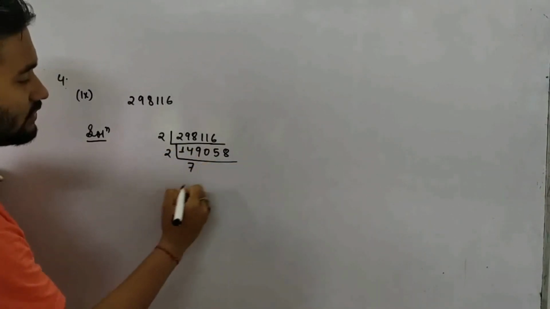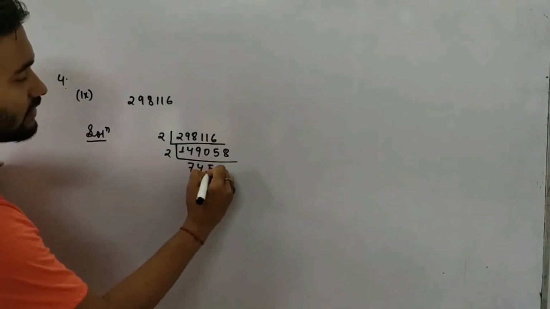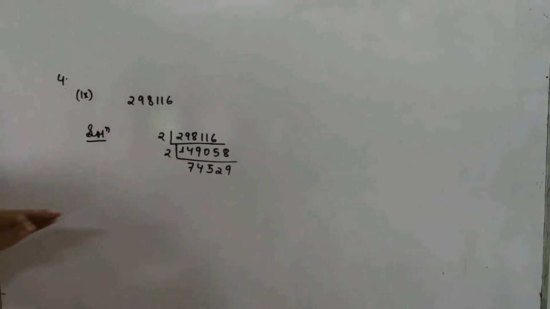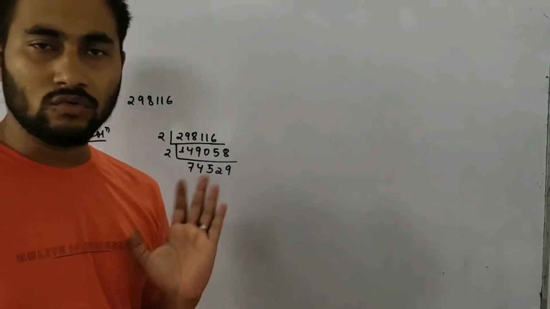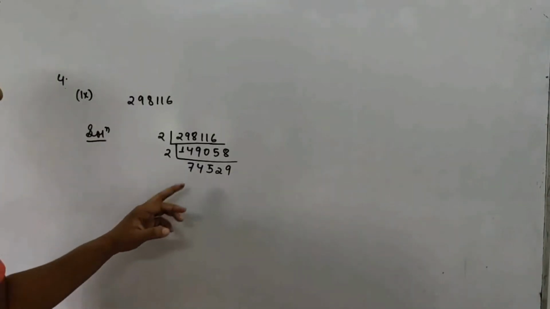2 sevens are 14, 2 fours are 8, 9, 10, 2 fives are 10, 2 twos are 4, 5, 18, 2 nines are 18. Now this is an odd number, so it is not divisible by 2, okay. So we will check by 3. So check.